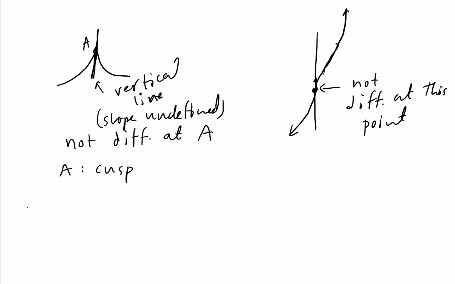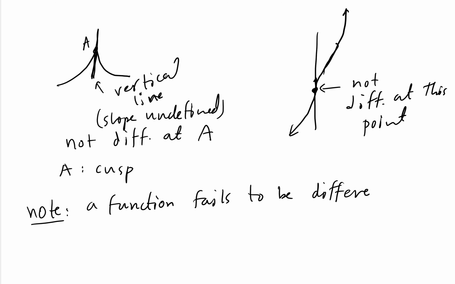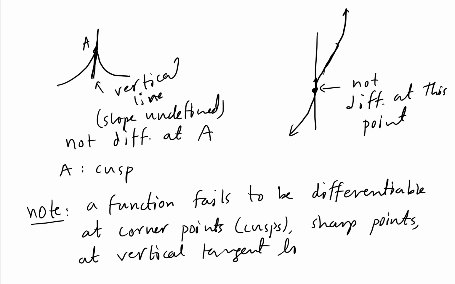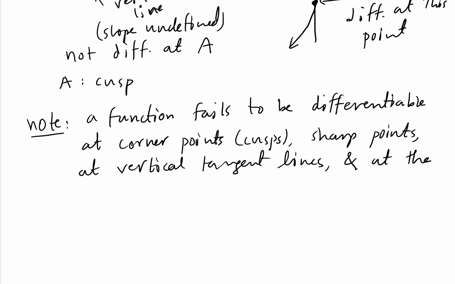So also, as a note, we can say a function fails to be differentiable at corner points, which we call cusps, at sharp points, as we saw in the absolute value of x, at vertical tangents, or vertical tangent lines, and at points of discontinuity.